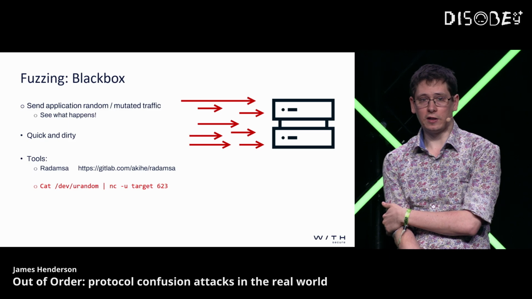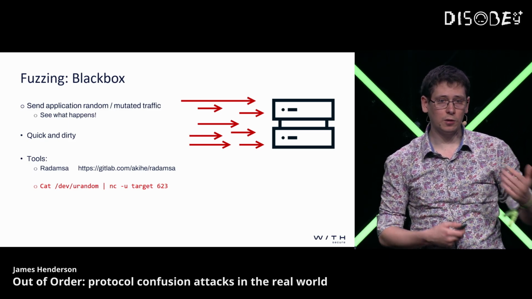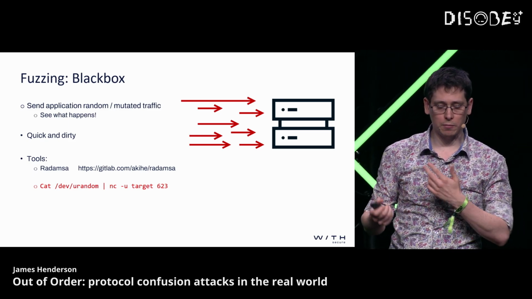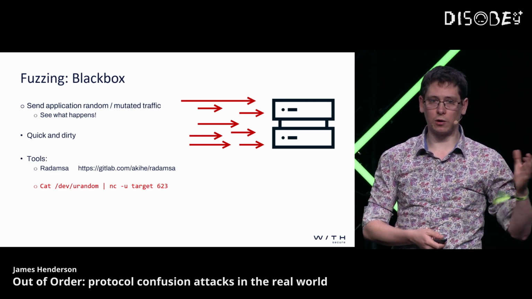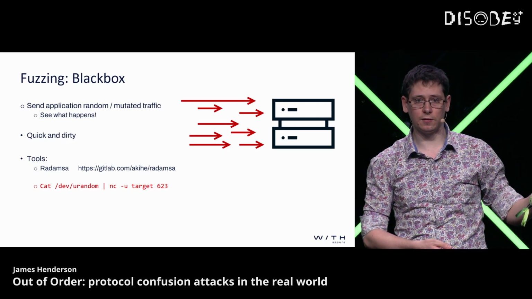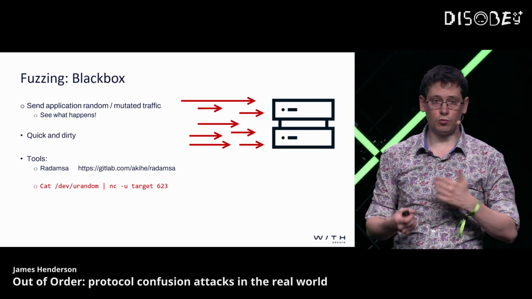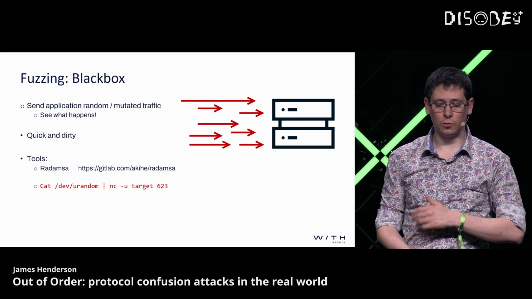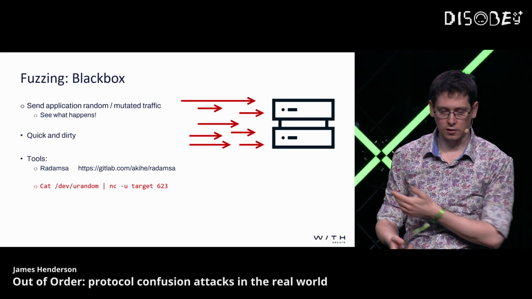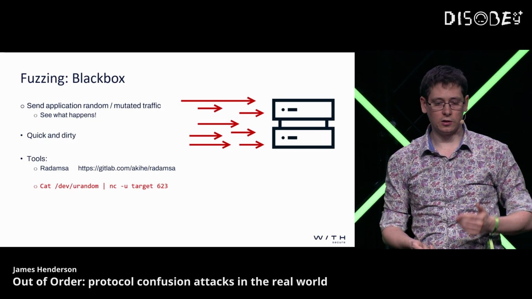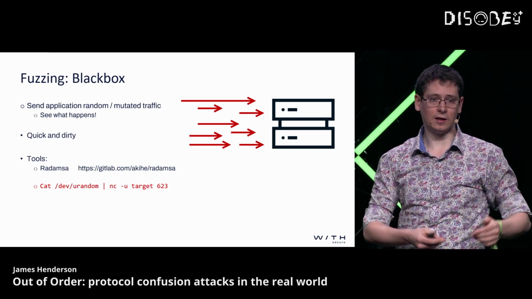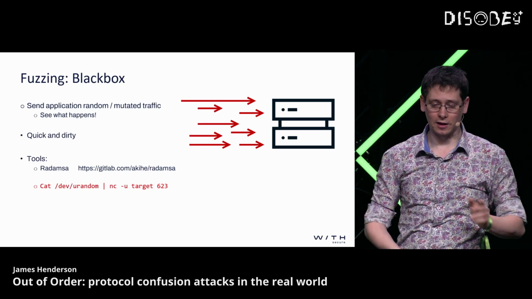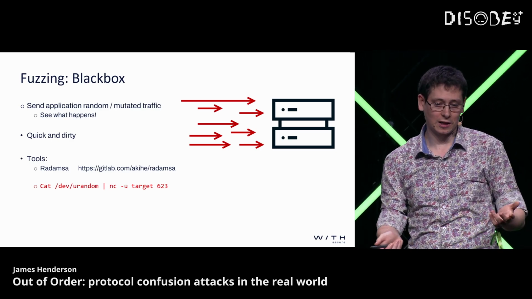Which brings us on to fuzzing, which is another common technique. We're going to break fuzzing down into two halves. So black box, which is where we kind of send random messages to the server without really knowing what's going on within the server. This is really quick and dirty to do. So one tool there is Radamsa that you can use. There are lots and lots of others you can find. You can even just cat /dev/urandom to the binary, to the server, and see what happens. Generally a bad idea, but you can do it.